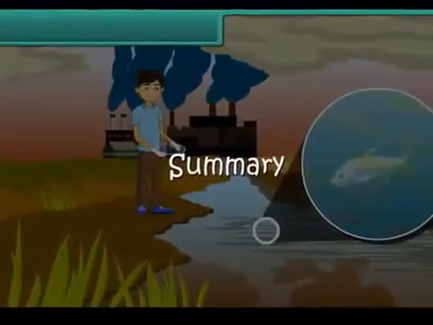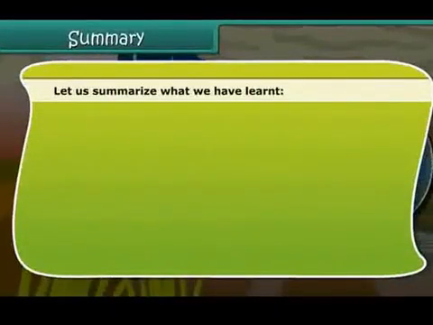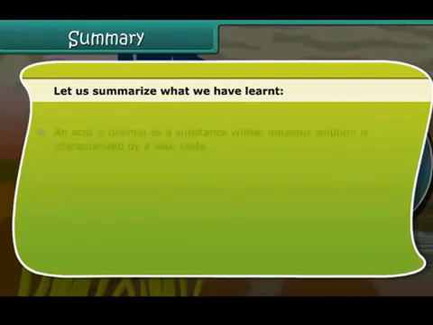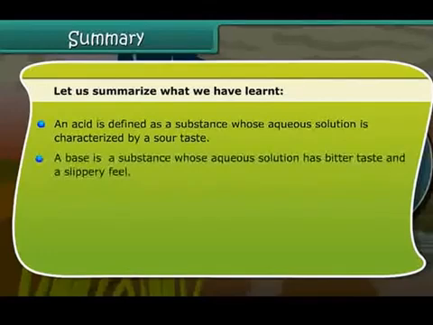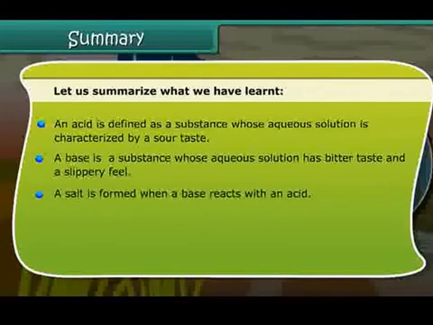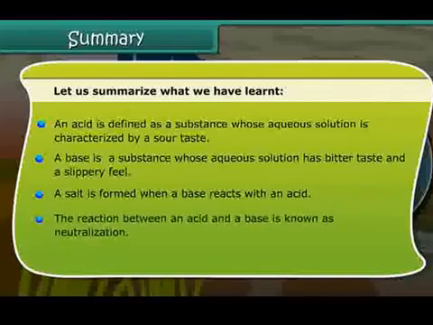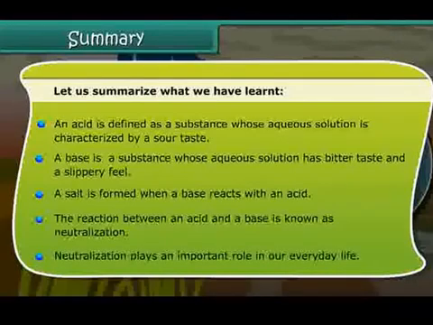Summary. Let us summarize what we have learned. An acid is defined as a substance whose aqueous solution is characterized by a sour taste. A base is a substance whose aqueous solution has bitter taste and a slippery feel. A salt is formed when a base reacts with an acid. The reaction between an acid and a base is known as neutralization. Neutralization plays an important role in our everyday life.